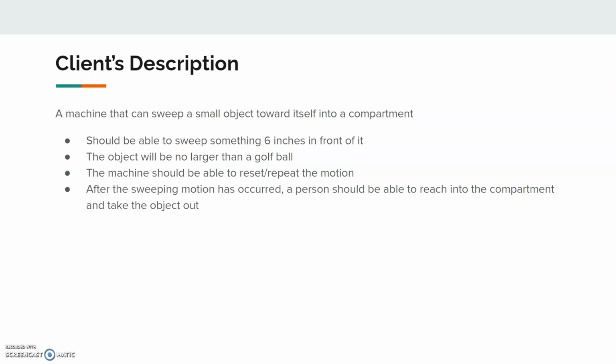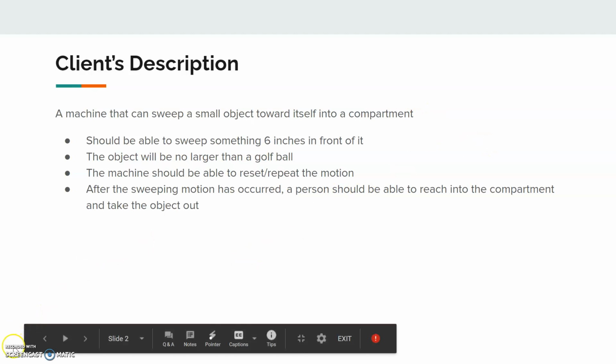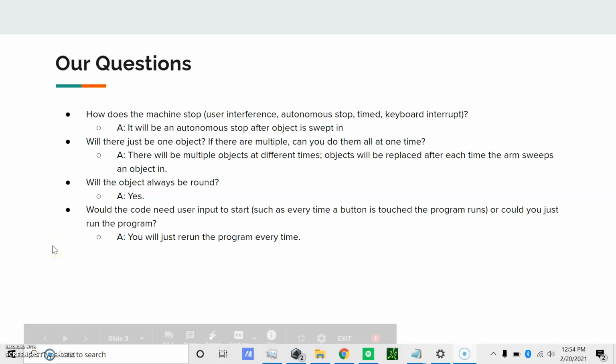After the sweeping motion has occurred, a person should be able to reach into the compartment and take the object out. After being given these specifications, we had a few more areas that we were looking for clarification. Our questions were, 1. How did the machine stop, as in, is it user interference, an autonomous stop, timed, or keyboard interrupt? The answer was that it is an autonomous stop that will occur after the object is swept in.